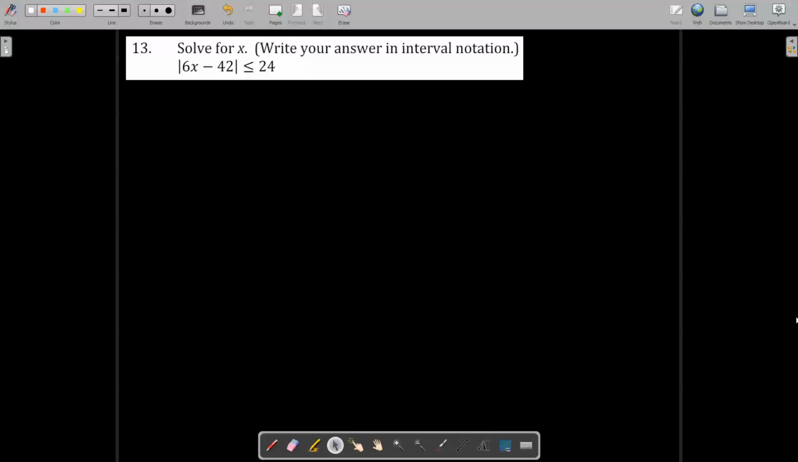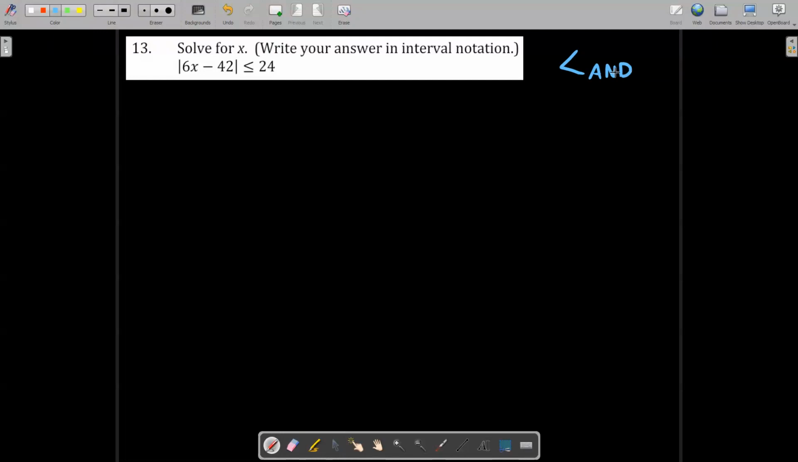Solve for x. Write your answer in interval notation. This one is probably the easiest one on the entire diagnostic. All you have to do is remember that the absolute value inequalities are and or problems, depending on which way the inequality is facing. Remember candy.